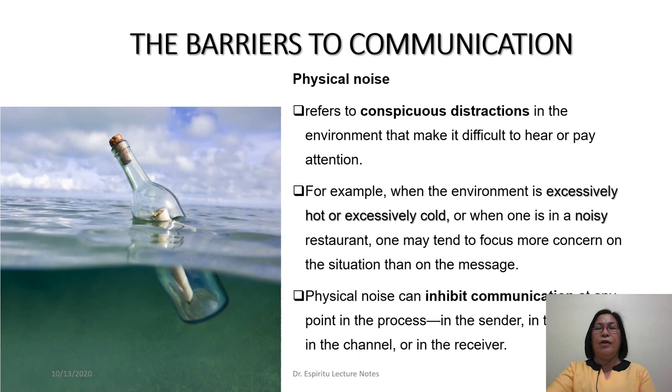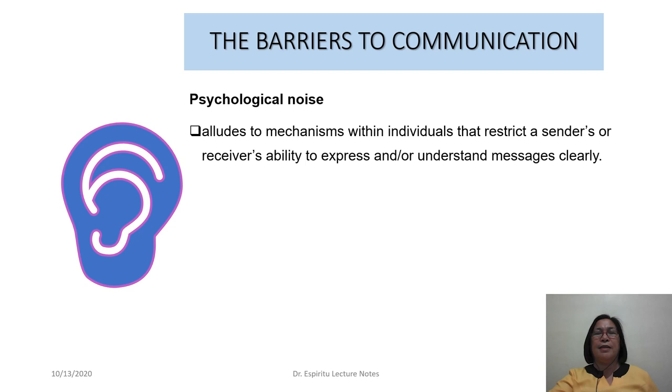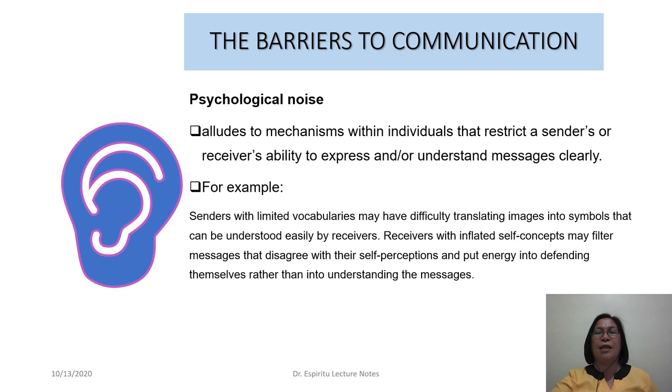Physical noise can also inhibit communication. It hinders the process in which the sender intends for the reader to receive, and the receiver will not be able to decode the message clearly. Psychological noise alludes to mechanisms within individuals that restrict a sender's or receiver's ability to express and understand messages clearly. For example, senders with limited vocabularies may have difficulty translating images into symbols that can be understood easily by receivers. That is language restriction. Another is receivers with inflated self-concepts may filter messages that disagree with their self-perceptions and put energy into defending themselves rather than into understanding the messages.